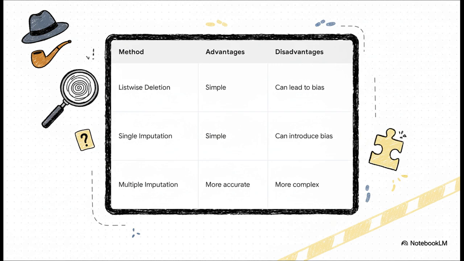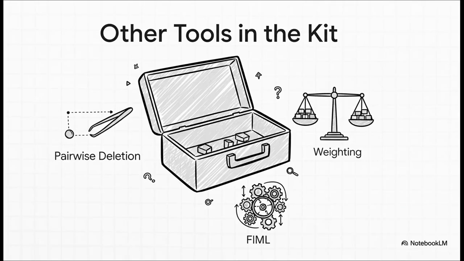List-wise deletion is super simple, but it's often biased. Single imputation is also pretty easy, but it can really mess with the variability in your data. And multiple imputation is the most accurate, but yeah, it's also way more complex to pull off. There's no single best answer. And believe it or not, our toolkit is even bigger than this. There are other advanced methods out there, like pairwise deletion, which is a more surgical way of removing data. You've also got things like weighting, which adjusts how much importance you give to the data you do have. And for the really complex cases, there's a powerful statistical method called full information maximum likelihood, or FIML.